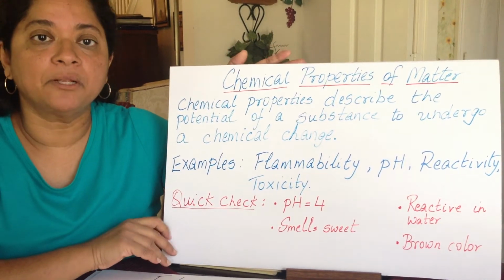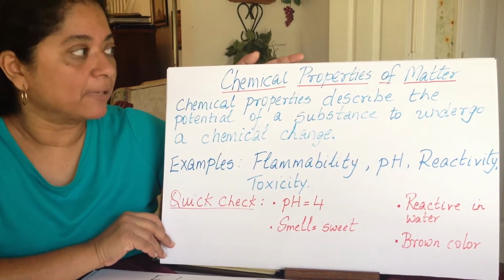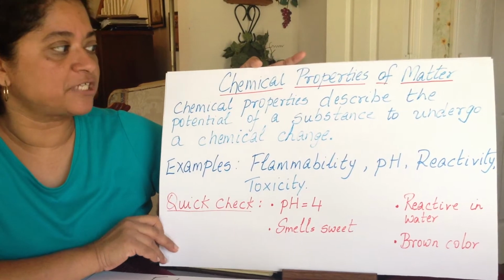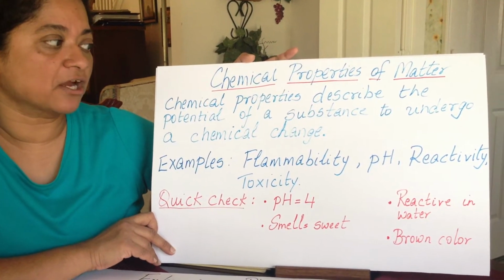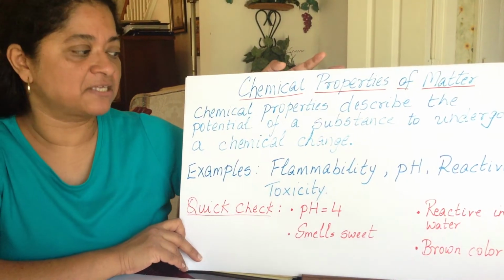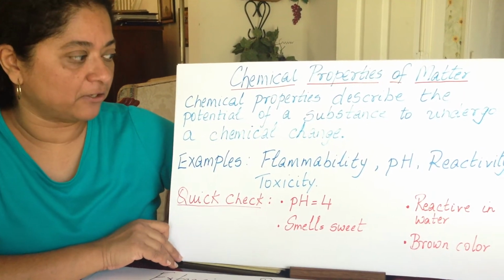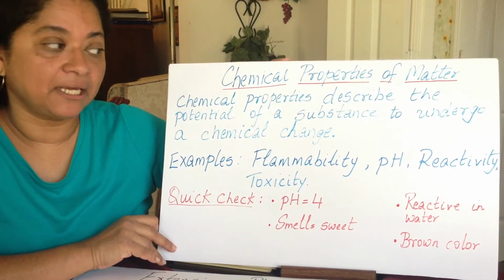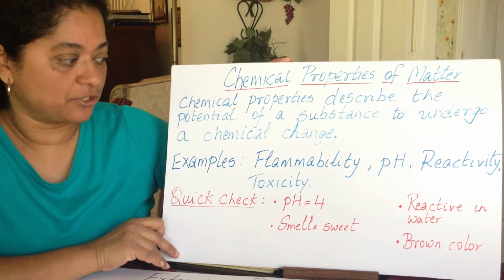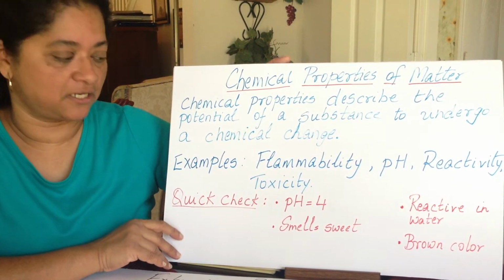Now we're looking at chemical properties of matter. Chemical properties describe the potential of a substance to undergo a chemical change. Examples of chemical properties of matter are flammability, pH, reactivity, and toxicity.